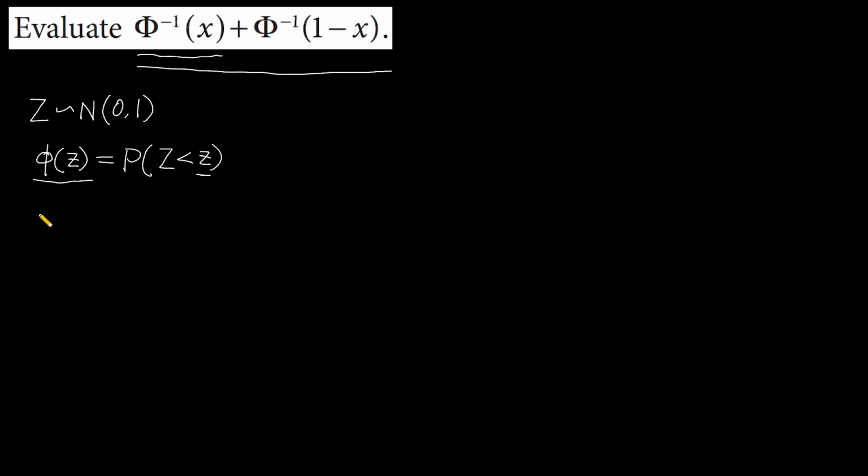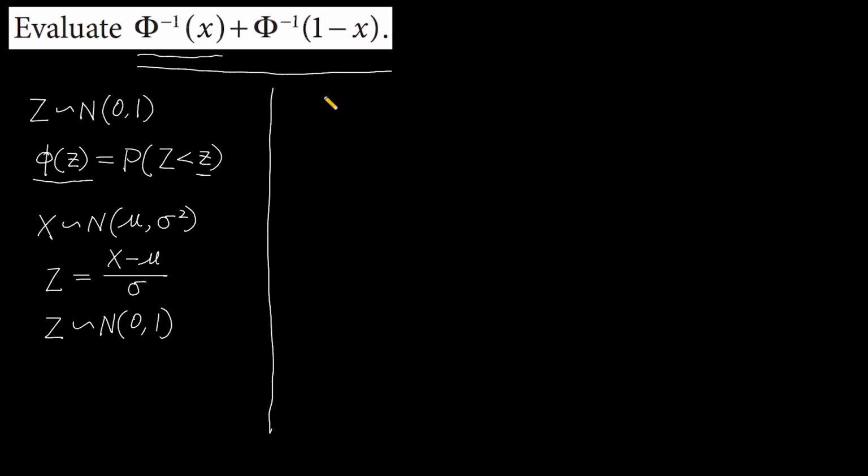Let's go on. For the random variable X that follows a normal distribution with mean mu and variance sigma squared, we can create a new random variable Z. Z equals the random variable X minus its mean, over its standard deviation. Then Z follows the standard normal distribution (0, 1).